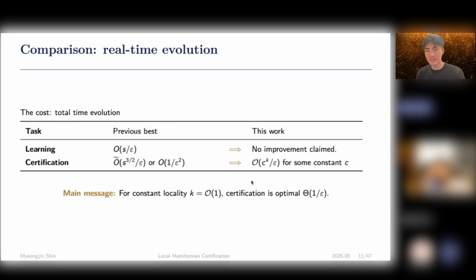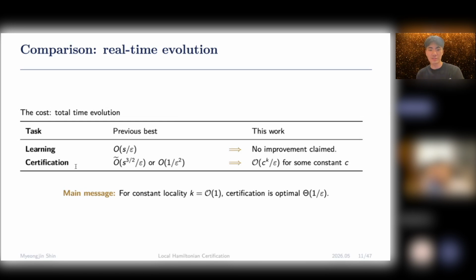My personal thoughts, and most of the people researching Hamiltonian learning think that it is optimal, but it is not proved. So in this work, we don't improve it because we think that it is optimal. But it could be cool to prove the lower bound. To my best knowledge, there is no lower bound yet. And the thing that we improved is the certification.